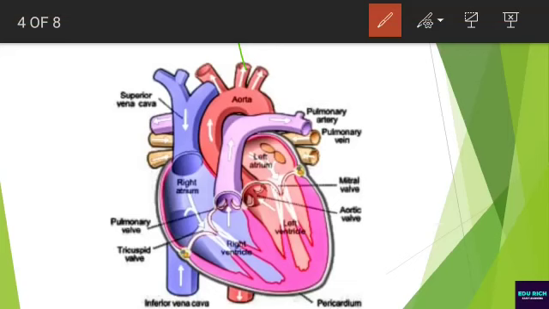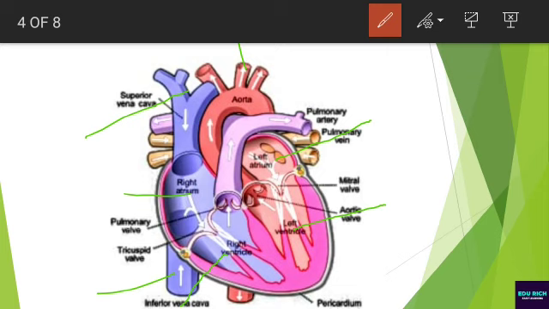Let us know about the structure of the heart. This is the superior vena cava, which collects the blood from the upper part of the body and the anterior aspect of the heart. This is the inferior vena cava, which collects from the lower parts of the body and also from the posterior aspects. This side is called the right side of the heart. This is the right atrium. This is the right ventricle. This is the left atrium. This is the left ventricle. These 4 are called the chambers of the heart.